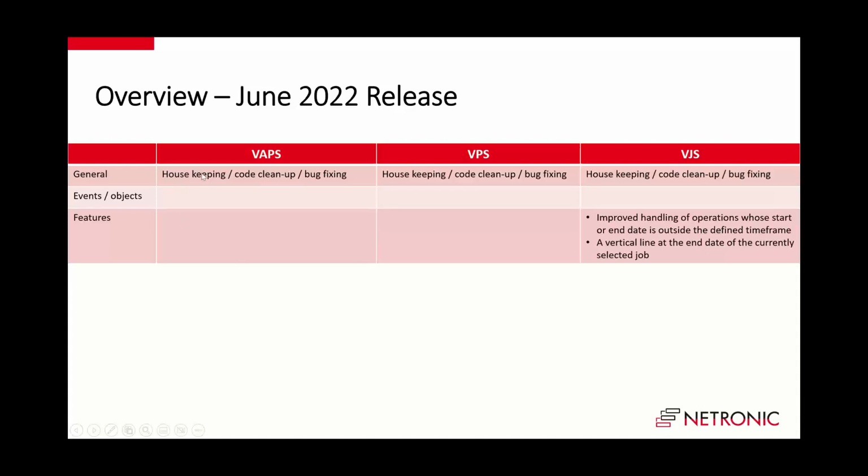In general, of course, we do some housekeeping, some code cleaning, some bug fixing. In some of the cases, we had an extensive list of bugs that we found, but also that you found. So with the June release, we did a lot of stabilization, especially in the VAPS area. Then with the VJS, we actually came across an issue that, and now I see there is a question.